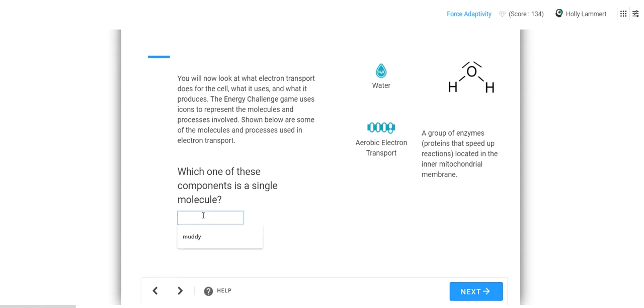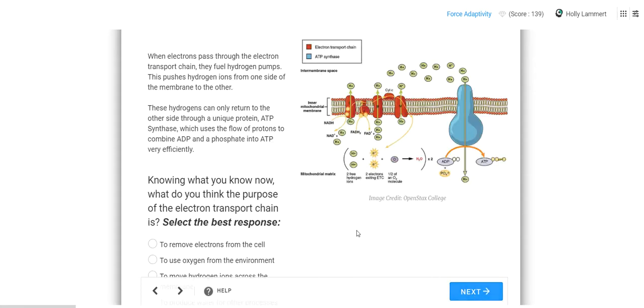Which of these components is a single molecule? So the electron transport is a group of molecules. The single molecule is water. When electrons pass through the electron transport chain, they fuel hydrogen pumps. This pushes hydrogen ions from one side of the membrane to the other. These hydrogens can only return to the other side through a unique protein, ATP synthase, which uses the flow of protons to combine ADP and a phosphate into ATP very efficiently.